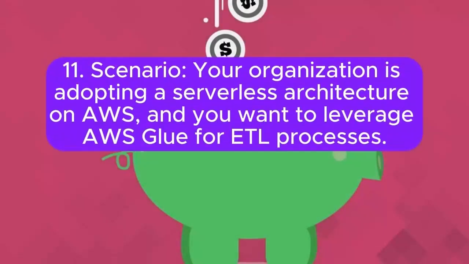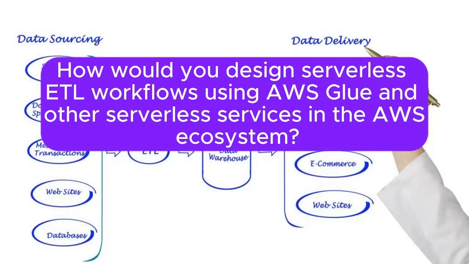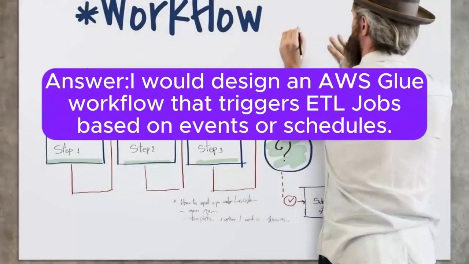origin. 11. Scenario: your organization is adopting a serverless architecture on AWS, and you want to leverage AWS Glue for ETL processes. How would you design serverless ETL workflows using AWS Glue and other serverless services in the AWS ecosystem? Answer: I will design an AWS Glue workflow that triggers ETL jobs based on events or schedules.